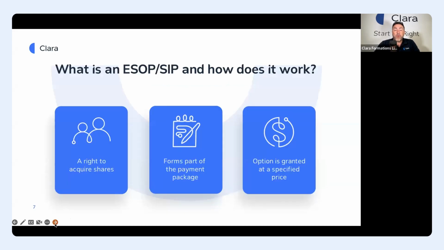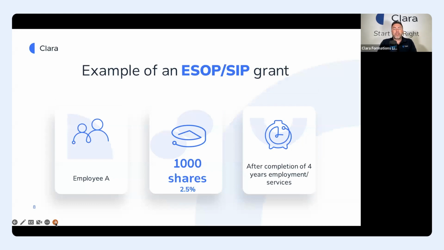So how does it kind of work? Well, firstly, it's a right to acquire shares. It forms part of an overall payment package or consideration for an employee or a consultant. And these options are granted at a specific price. So an example of an ESOP or a SIP is that you'll go to a particular employee and say to them, I'm going to give you X amount of shares, and they're going to be vested perhaps over a 4-year period with what we call a cliff, which I'll go into more detail on in a second.